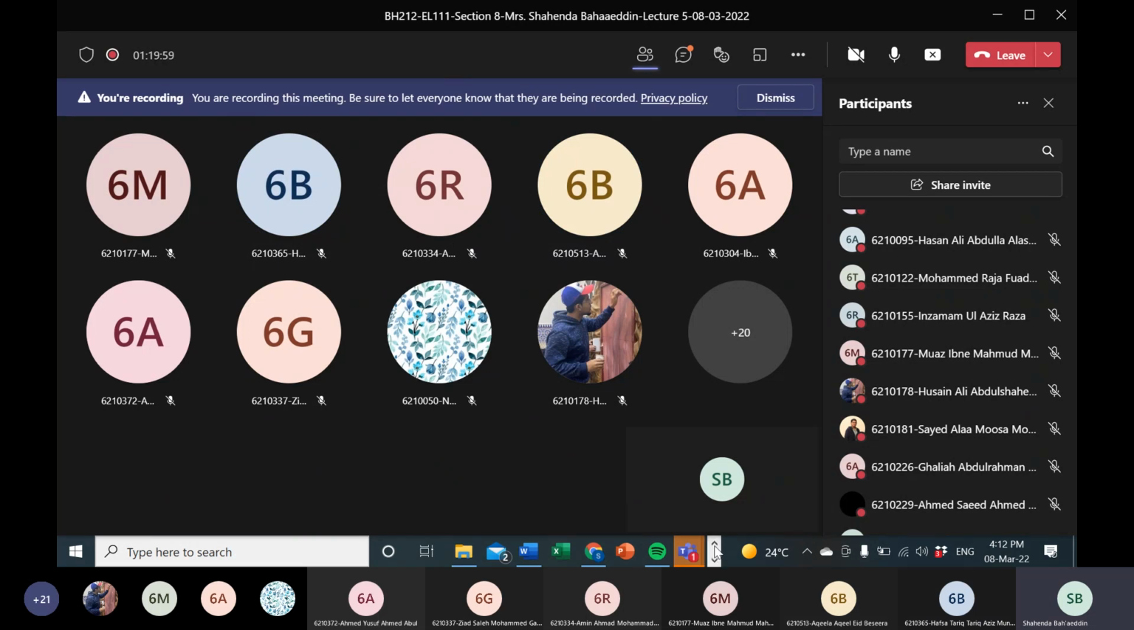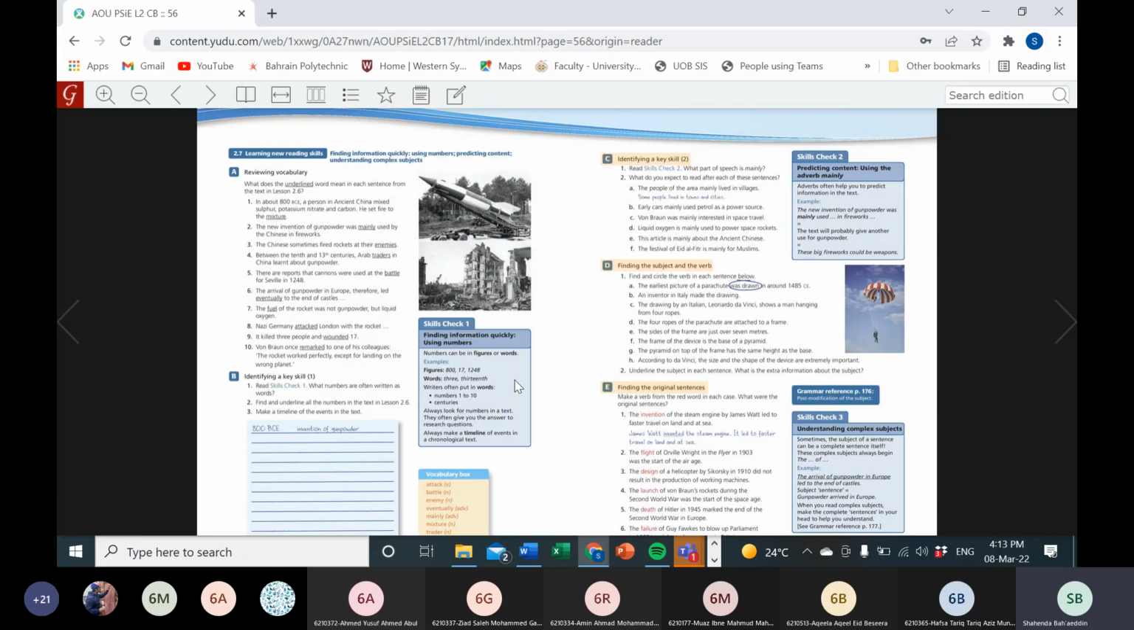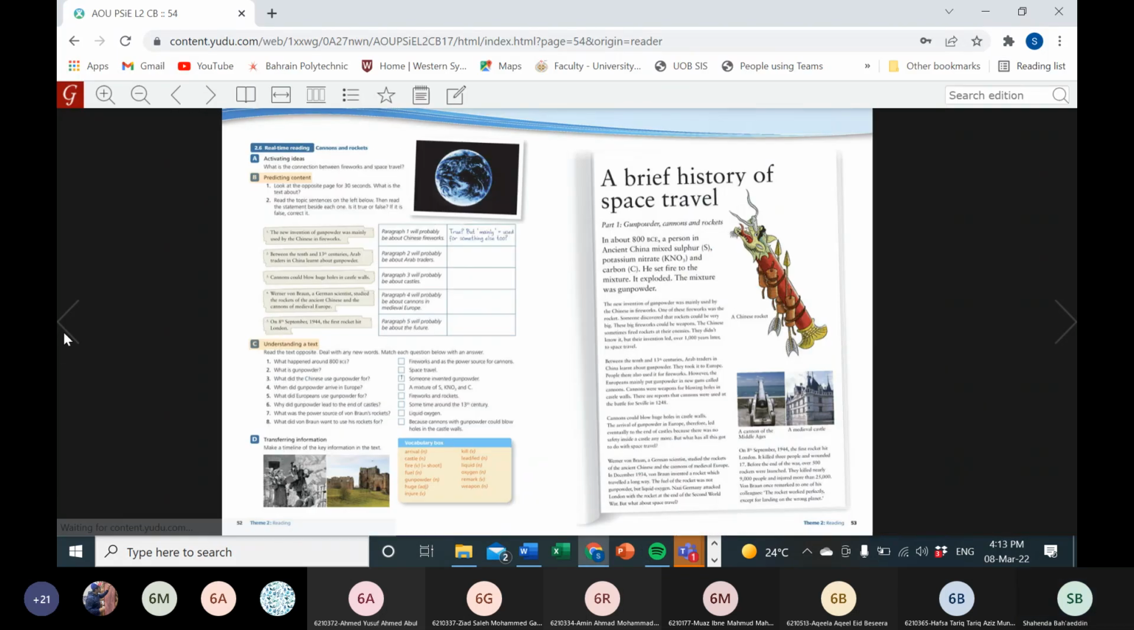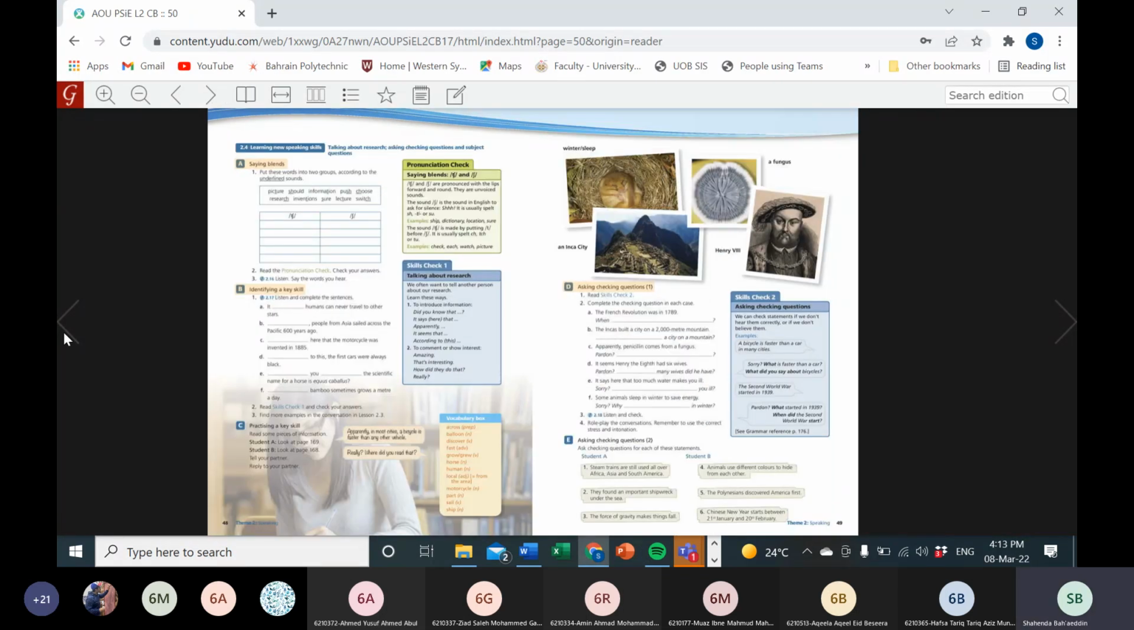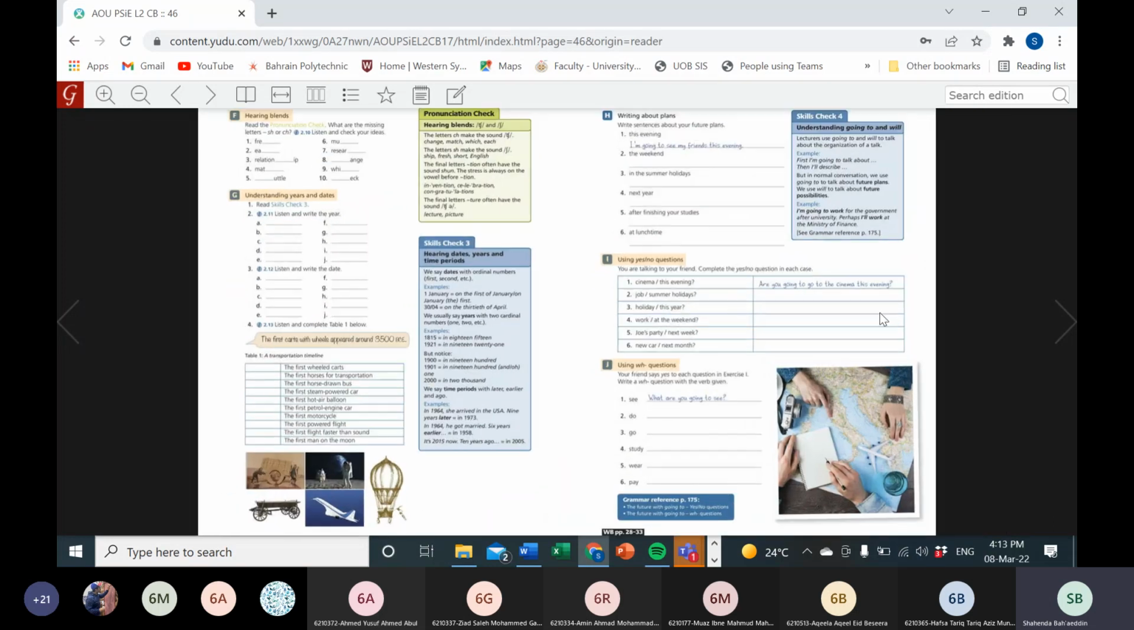What do we have first to cover today? According to my lesson plan, future plans, going to, and future possibilities, will. These are on page 45. So we'll go to the book on page 45. Here it is. Okay. In skills check number 4, understanding going to and will.